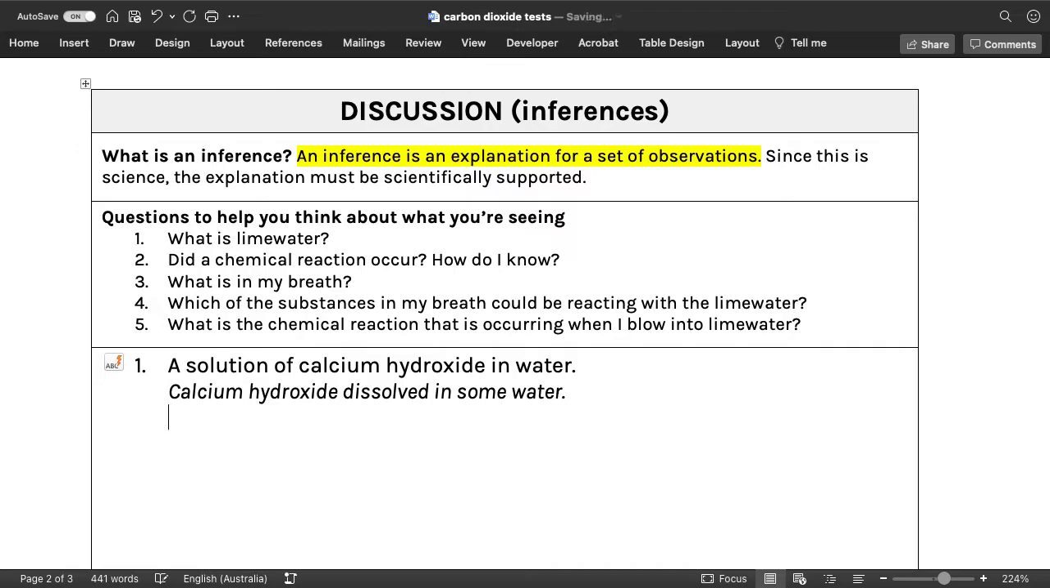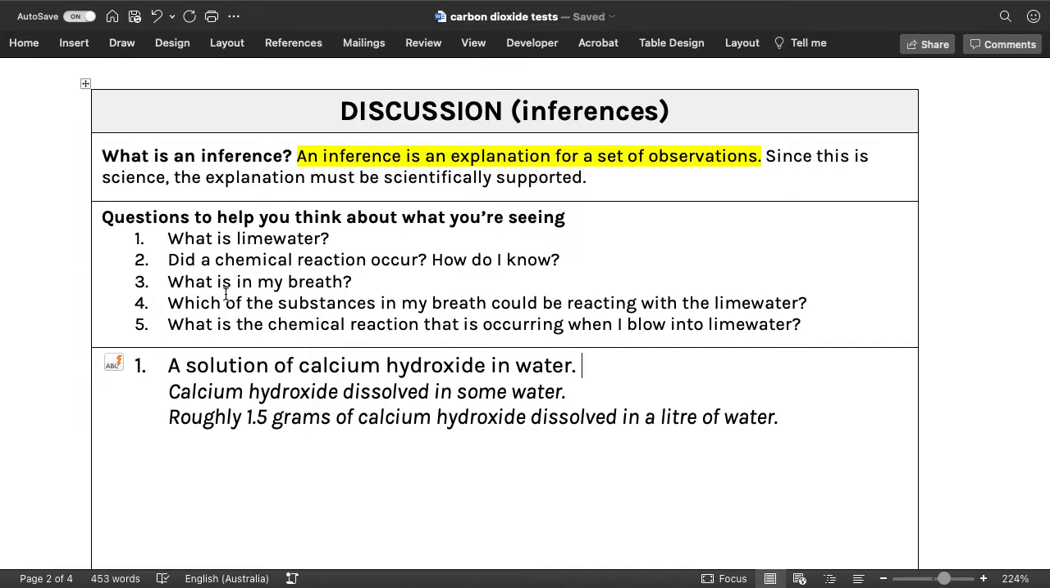If you wanted to be really intense and specific, you would say roughly 1.5 grams. You don't have to do this, it's super unnecessary. Roughly 1.5 grams of calcium hydroxide dissolved in a liter of water. And so that's what it is. But that's not helping me determine what's the purpose of it, because we're using that to do something.